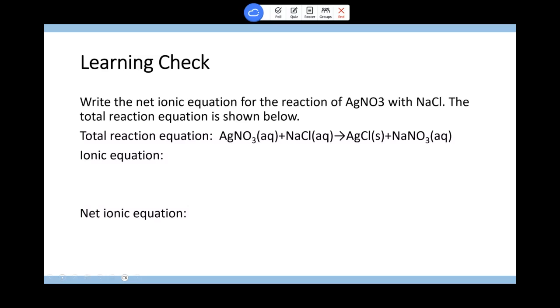All right, let's go over this together. I'm hearing some good conversations as you're working on this. So our first task is to separate anything that is aqueous into its individual ions.